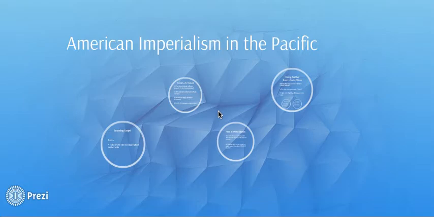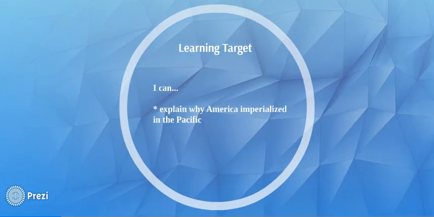All right, guys, today we are going to be talking about our next lesson, which is American imperialism in the Pacific. You should have your first learning targets already in your learning target sheets, talking about imperialism, the beginnings of imperialism, and the three factors and reasons why we imperialize. Today we're going to look at specific examples of imperialism, in particular Hawaii and China. Our learning target for today: I can explain why America imperialized in the Pacific.